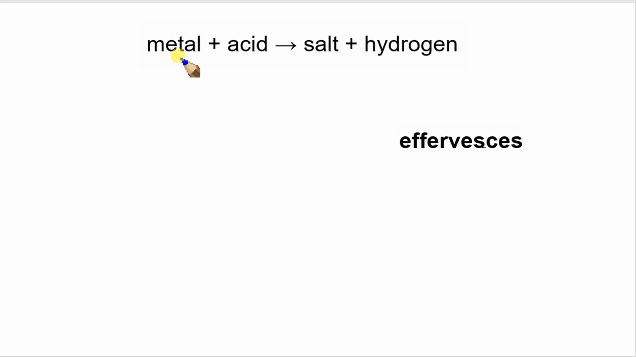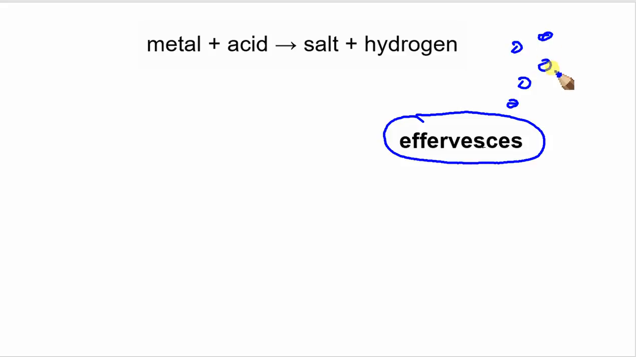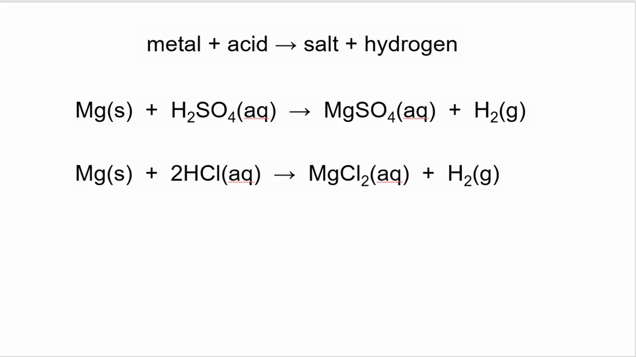So here's our general equation. A metal plus an acid, or you could say an acid plus a metal, makes a salt and hydrogen. So metals that do react with acids, metals show or can effervesce. So magnesium effervesces when put into dilute hydrochloric acid. All that means is it fizzes. There's lots of bubbles produced, and of course we can measure the reactivity by looking at the number of bubbles produced.